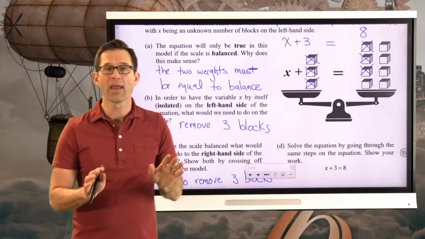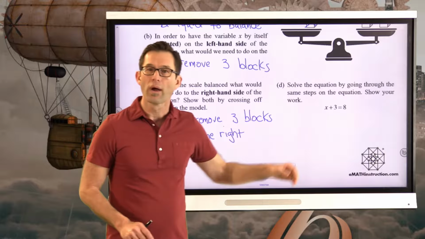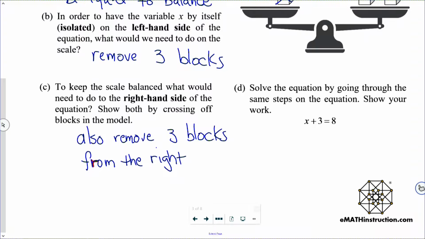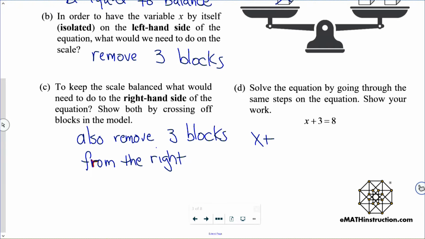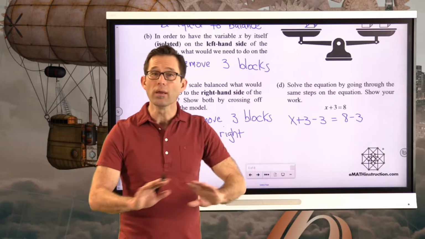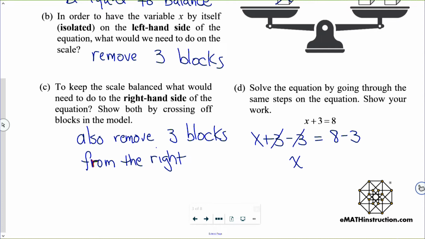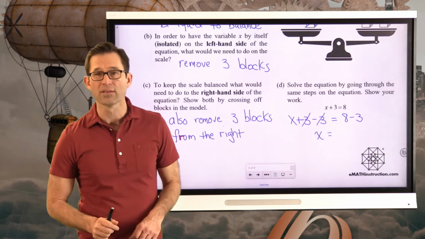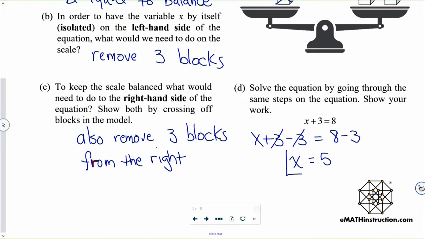Now that has a direct analogy in how we solve the equation, right? Because we don't want to have to draw a scale every time. When we have this equation in letter D, which says solve the equation by going through the same steps on the equation, show your work, then what we're really doing is taking this equation, x plus 3, and subtracting 3 from both sides of the equation. Now obviously 3 minus 3 wipes itself out, that's just 0. We can cancel these out, leaving us only that x on the left-hand side. On the right-hand side, we have 8 minus 3, and we just get 5.